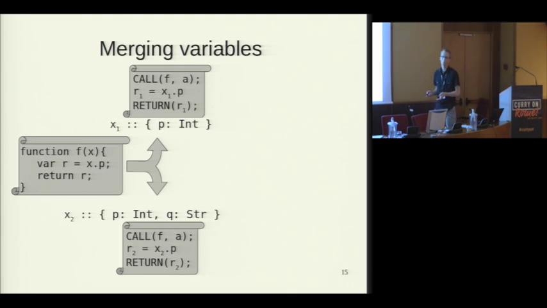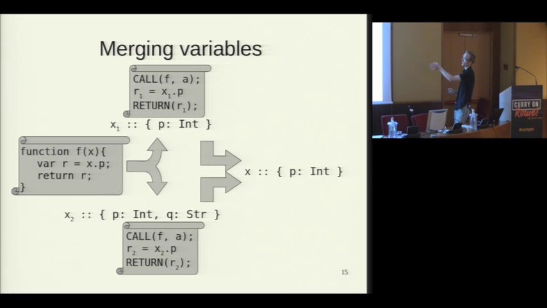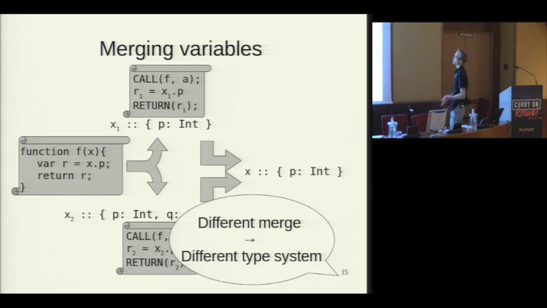But in order to approximate monomorphic functions, we might want to merge these type variables back together, and the merge of this type and that type would then become this type according to the provided type lattice. And once again, this is configurable, and a different merge strategy, for instance one that would keep the two invocations separate, or one that considered flow sensitivity or path sensitivity, would yield a different type system.